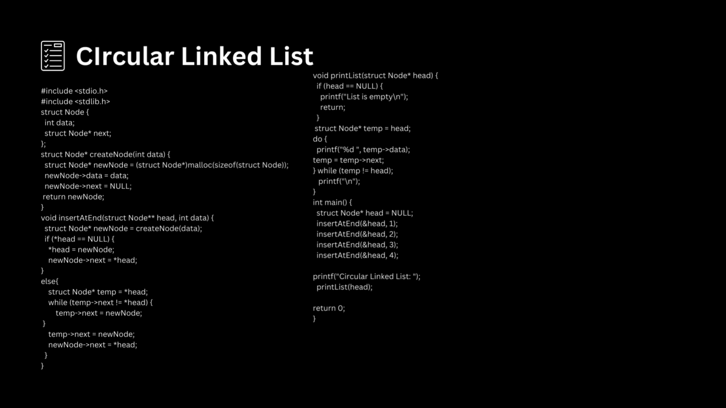In summary, the main function initializes an empty circular linked list, inserts 4 elements into it using the insert at end function, prints the circular linked list using printList, and then returns 0 to signify a successful program execution. The circular linked list is expected to contain the elements 1, 2, 3, and 4, and the output will display them in the order they were inserted.